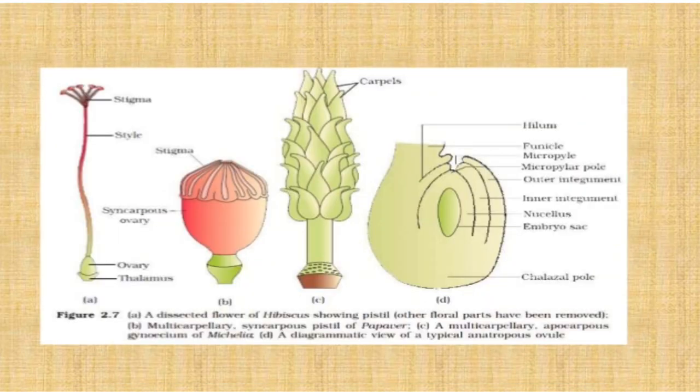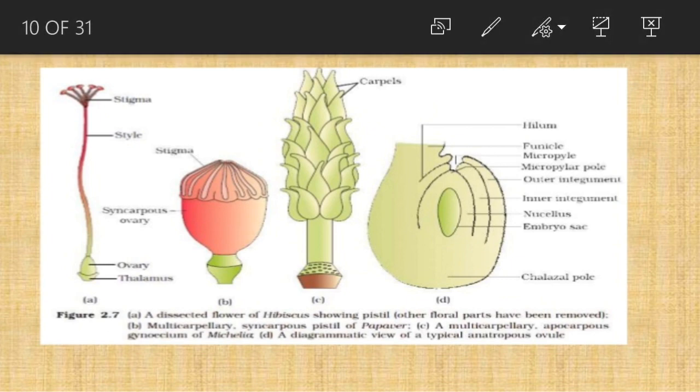Next is the female part of the flower, that is the pistil. The pistil consists of stigma, style and ovary. The ovary contains the ovules, whereas the style helps to raise the stigma, and the stigma is the landing place for the pollen grains. This is a multicarpellary syncarpous pistil, where all the carpels have fused.